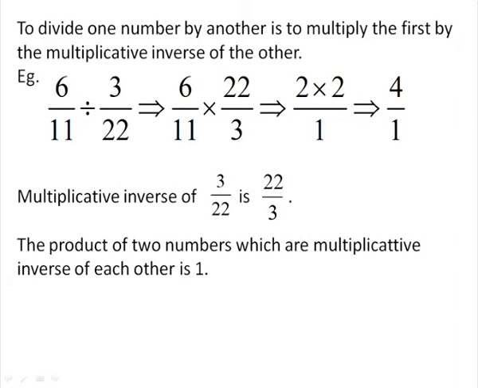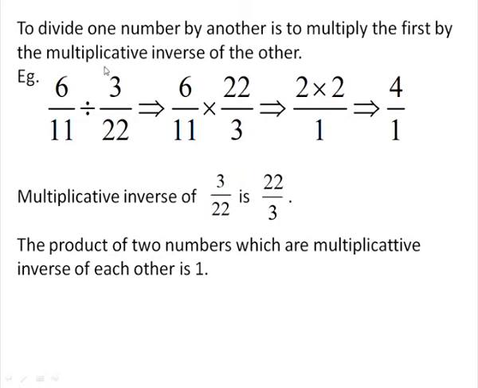Now we will see division of rational numbers. It is again carried out in the same manner as we have seen division of fractions. We know to divide one number by another is to multiply the first by the multiplicative inverse of the other. Children, you have already studied the concept of multiplicative inverse. The other word for multiplicative inverse is reciprocal.